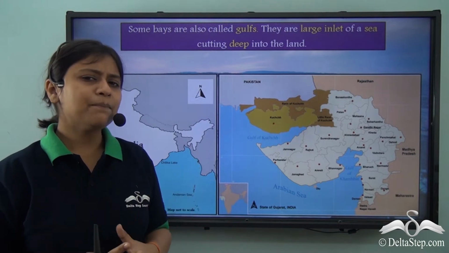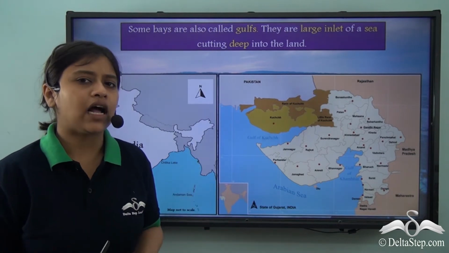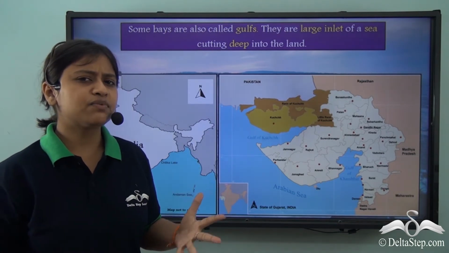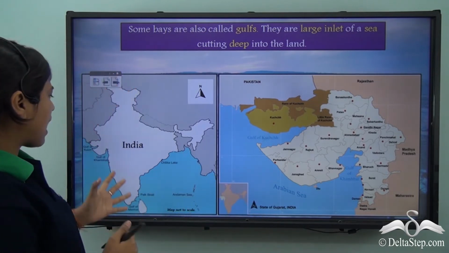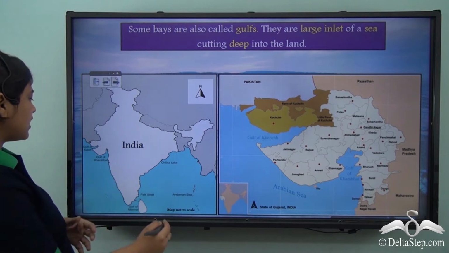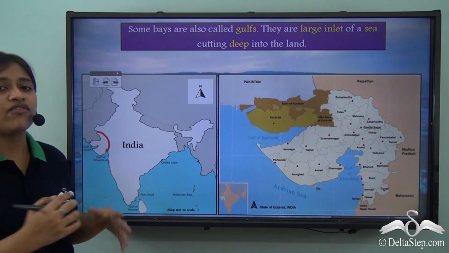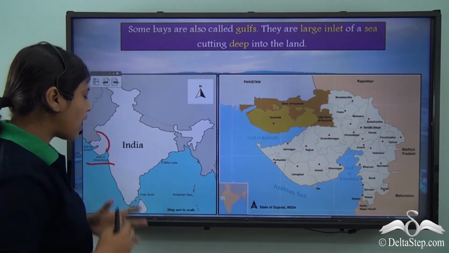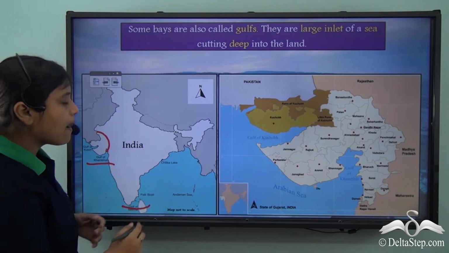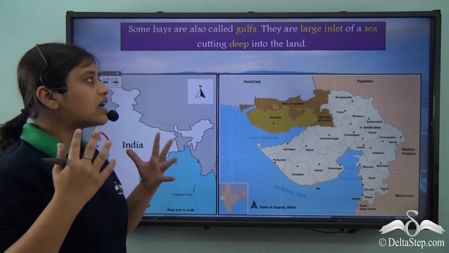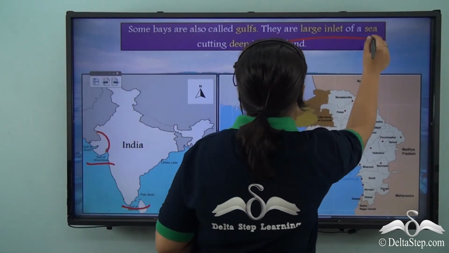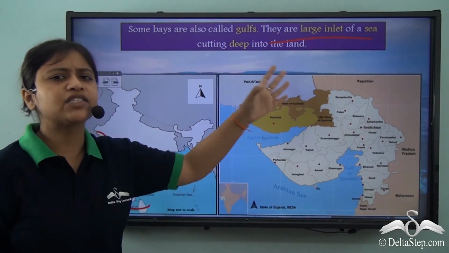Now, some bays may also be called gulfs. What is the difference between a bay and a gulf? When we take a look at the map of India again, we see that the Gulf of Kutch, the Gulf of Khambhat and also the Gulf of Mannar are the important gulfs of India. Now, a gulf is a large inlet of a sea cutting deep into the land.